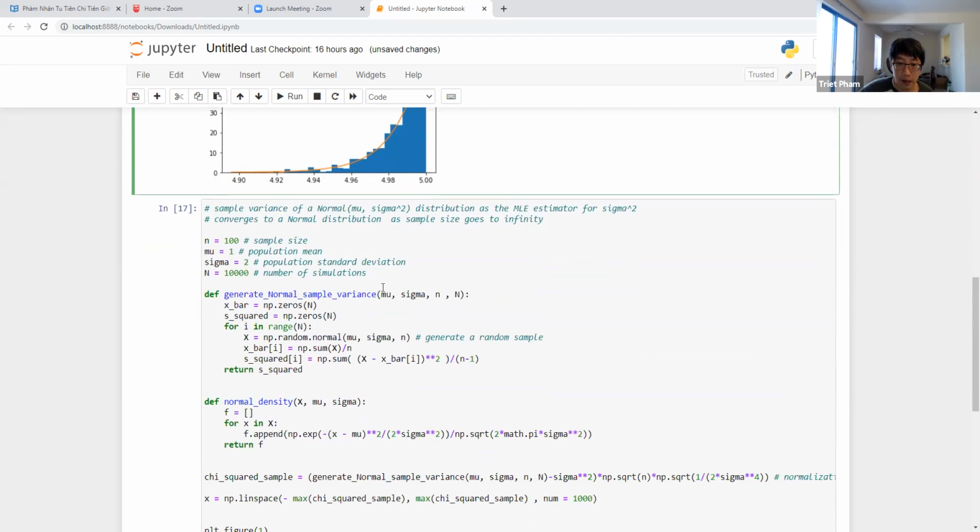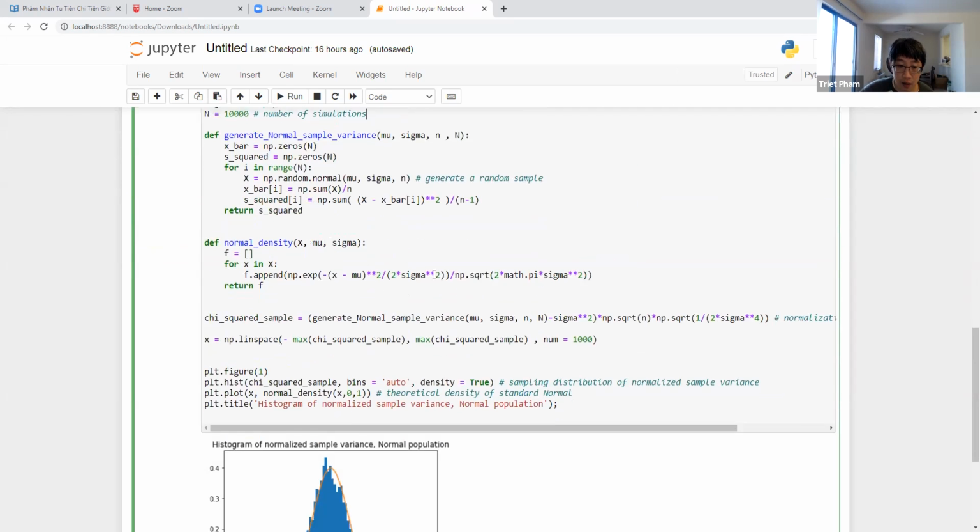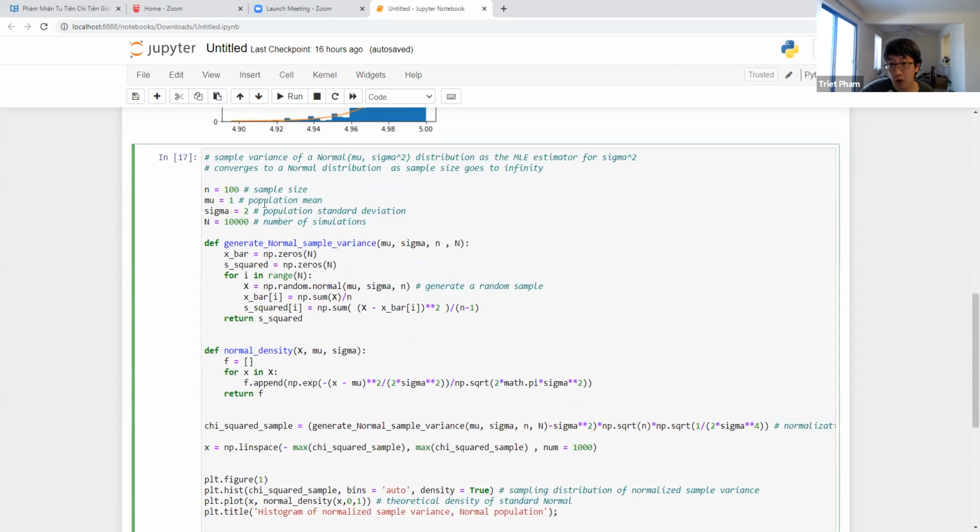On the other hand, here's an easy example. This is the sample variance of a normal distribution. It can be the sample variance of other things, but I chose a normal distribution. And remember, the sample variance of a normal is the MLE estimator. Actually, it shouldn't be, I think I did it wrong here. It should not be the sample variance, it should be S prime squared. So here I should divide by n rather than n minus 1. So yeah, it's not the sample variance, it's the sampling distribution variance.